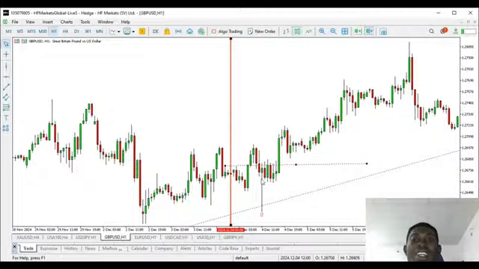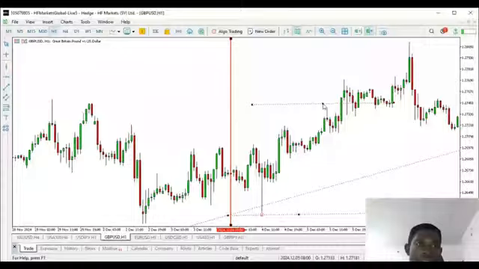See, the longer the tail of a pin bar, the stronger it is. The longer the tail of a pin bar, the stronger it is. And so I'll be entering a buy here, then look at it. My stop loss will be here below that swing. And guess what? My TP is probably somewhere around here, because I'll be using this to put my TP somewhere around here.